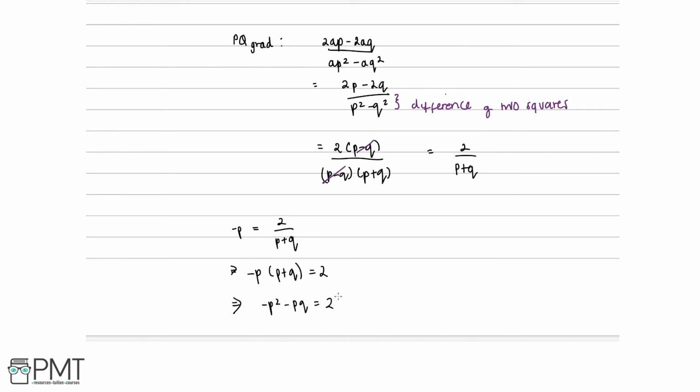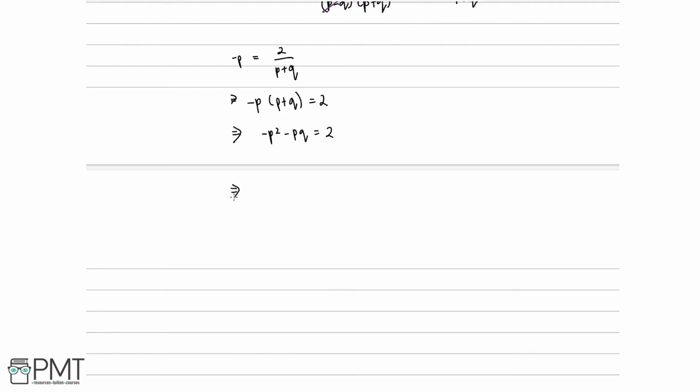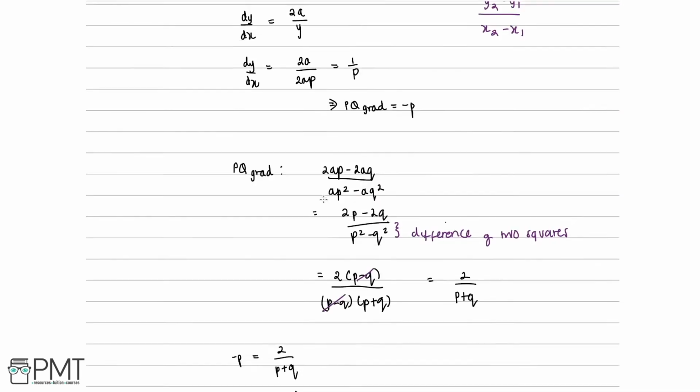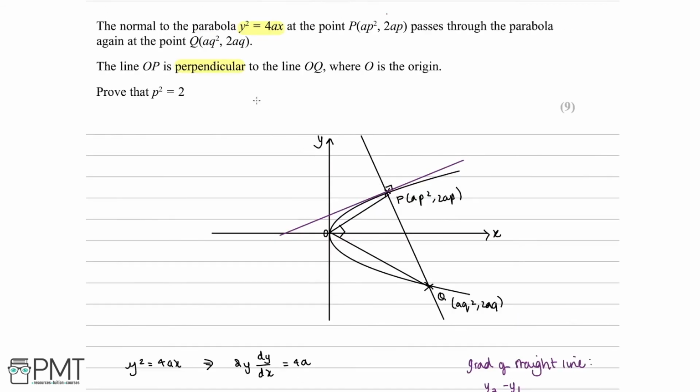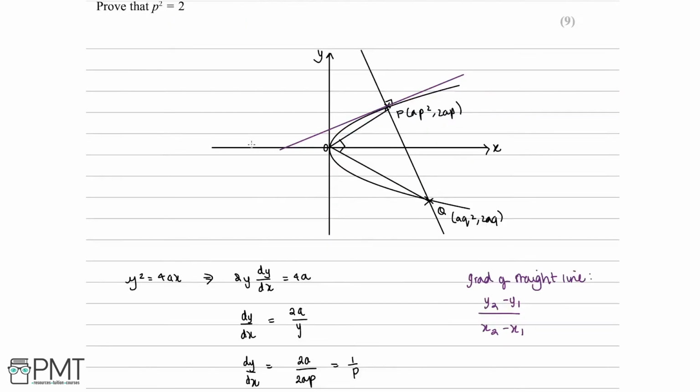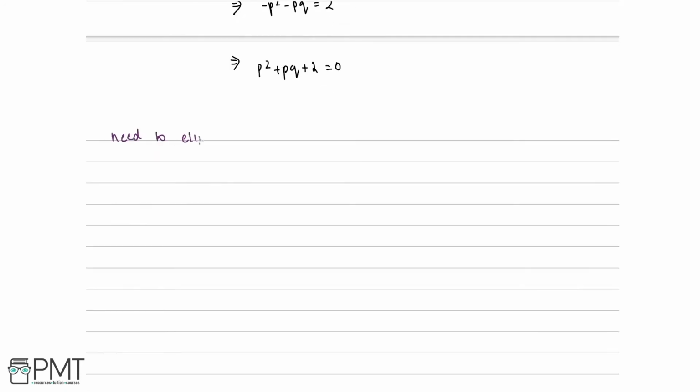And hence, by bringing all of the terms to the right hand side, we get p squared plus pq plus 2 is equal to 0. And this is a quadratic equation. But notice over here that we have a q. And in our prove that statement, we want to show that p squared is equal to 2. There's no q in our prove that. So in some way, we need to eliminate our variable q.